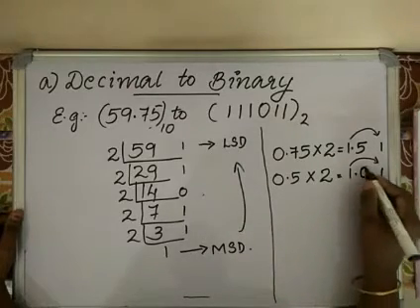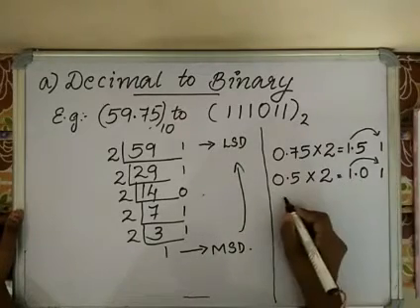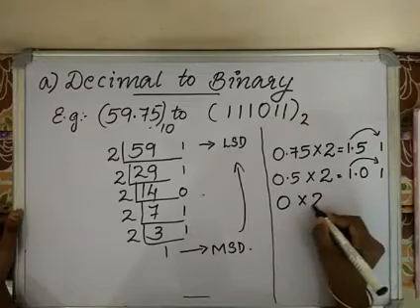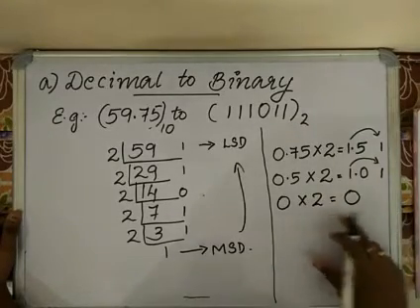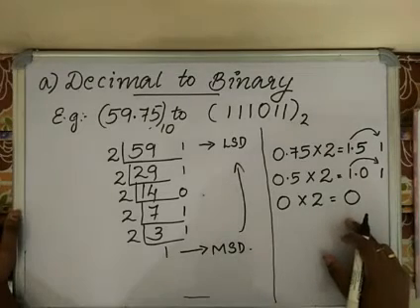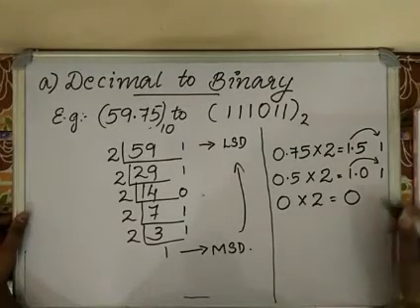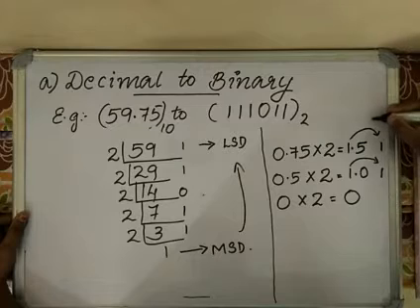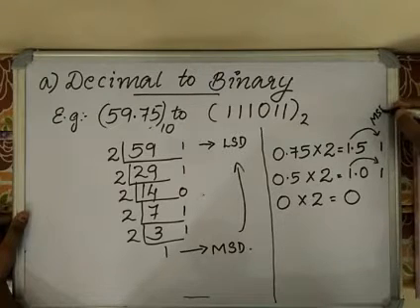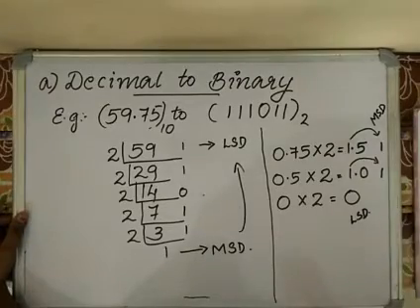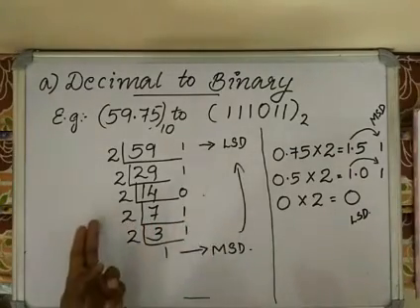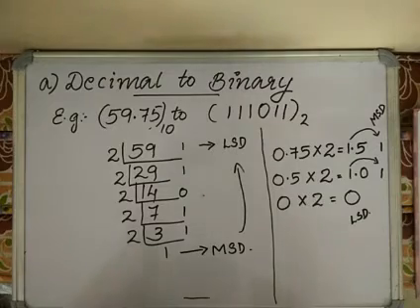Then the fractional part of the result is 0. 0 multiplied by 2 is 0. So we have to repeat this until the result is 0. Here the firstly generated bit will be the most significant digit. The lastly generated will be the least significant digit. This is the reverse of the integer part analysis.